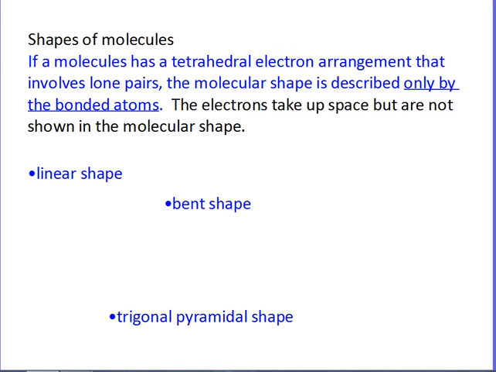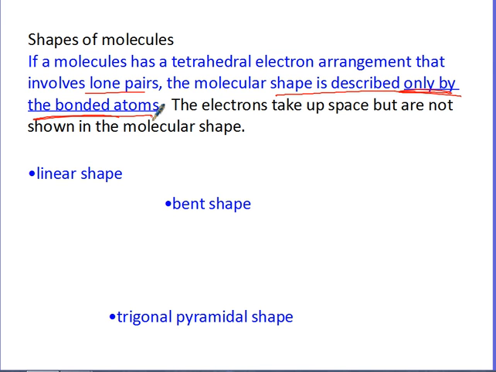And we'll look at the video later. So again, shapes of molecules. The examples I showed you already had all their bonds shown, with atoms attached to them. In reality, lots of molecules have lone pairs. When I have a lone pair, I don't use it for the molecular shape. So shape is described only by the bonded atoms.